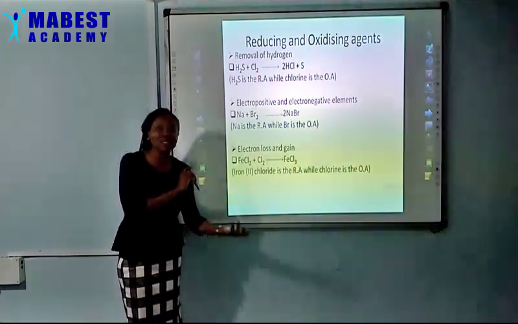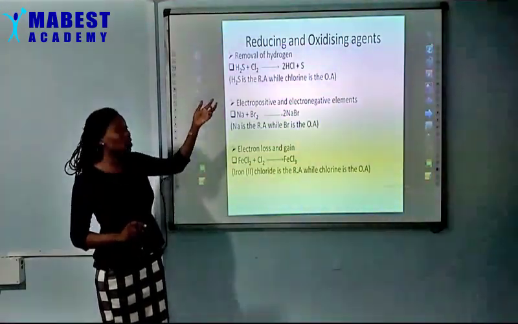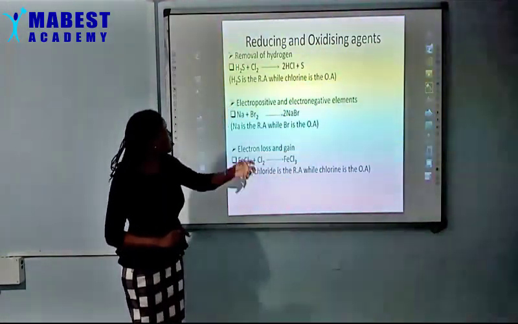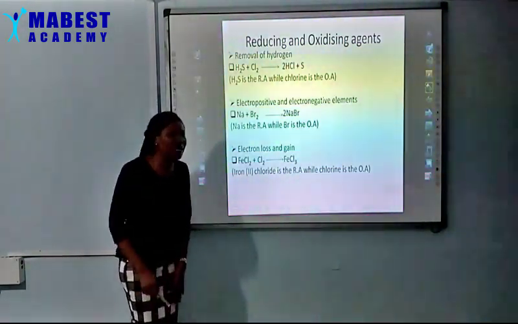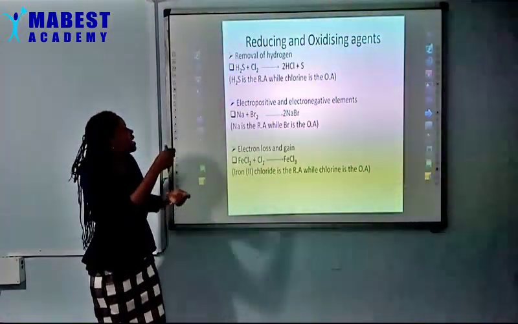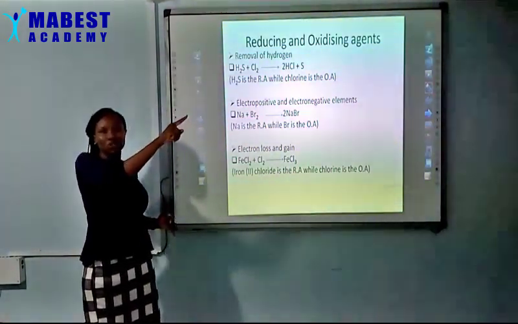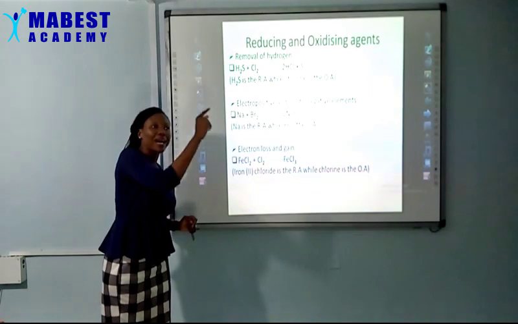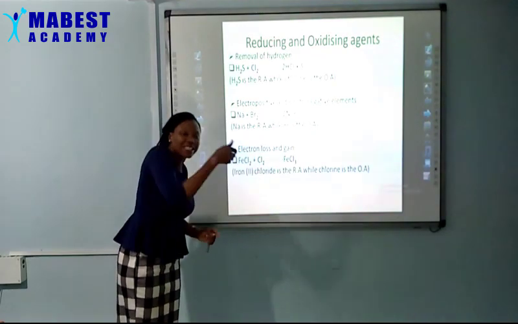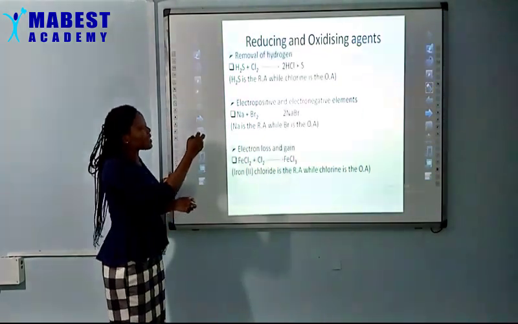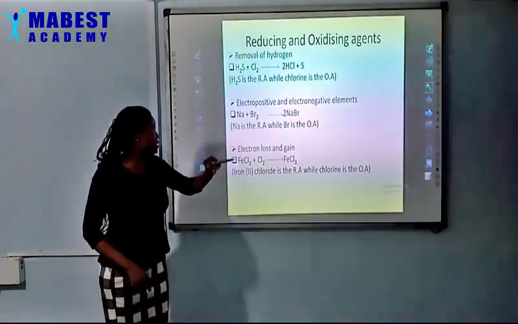The other example is the removal of hydrogen. Like I told you, you check out for oxygen, you probably check out for hydrogen. You can see a reaction between hydrogen sulfide and chlorine to give us hydrogen chloride and sulfur. In this equation, hydrogen sulfide is the reducing agent. How do I know it is the reducing agent? By the time it got to the product side, sulfur had lost its hydrogen. And when there is a loss of hydrogen, it is oxidation. And the substance that undergoes oxidation is the reducing agent, while the substance that undergoes reduction is the oxidizing agent. Therefore, chlorine is the oxidizing agent.